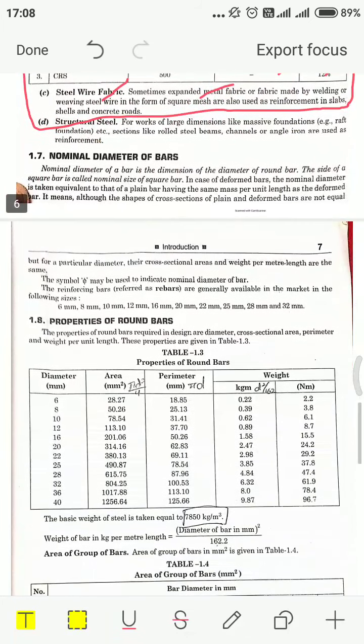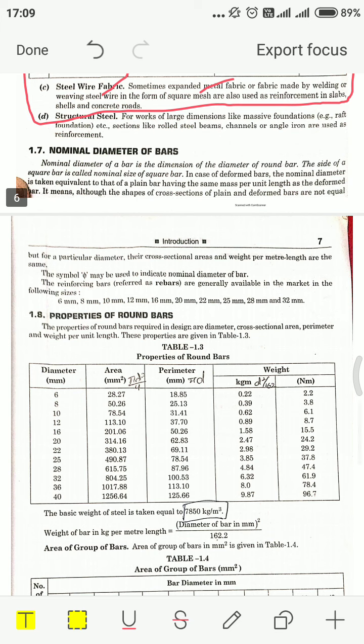Nominal diameter of the bar. So what is the nominal diameter of the bar? The nominal diameter of the bar is the dimension of the diameter of the bar. The side of the square is called the nominal size of the square bar. In the case of a deformed bar, the nominal diameter is taken equivalent to that of the plain bar having the same mass per unit length as the deformed bar.